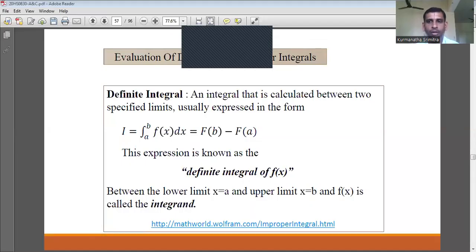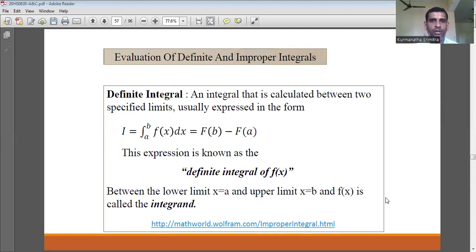In this video, we will discuss the topic of multiple integration. First, we will start the topic of multiple integration. We start with the basic definitions: definite and improper integrals.